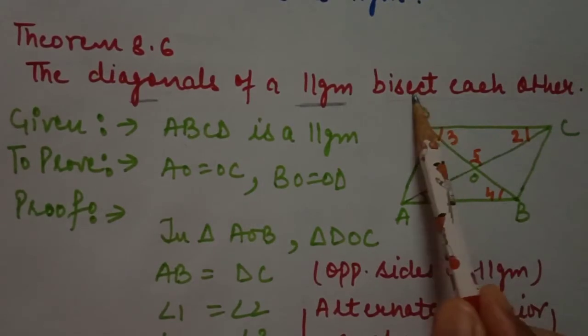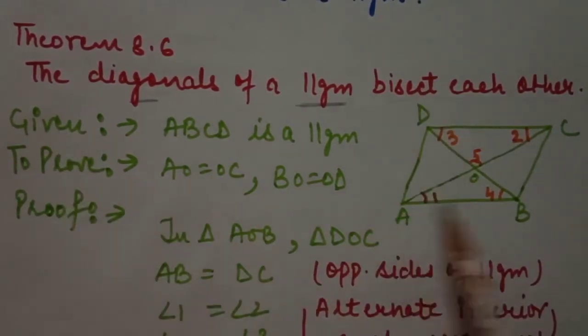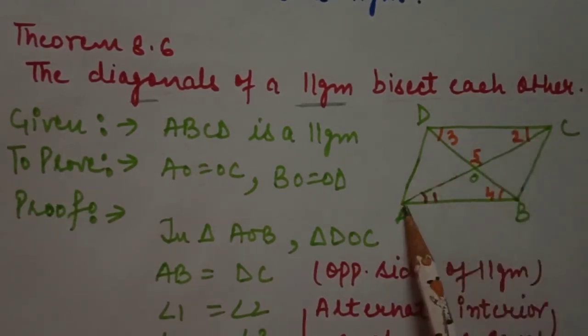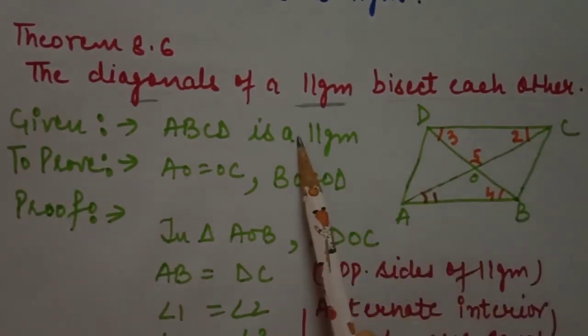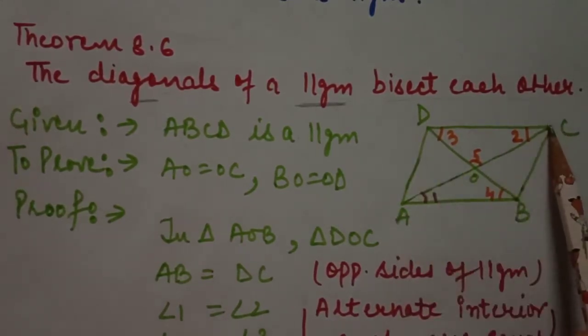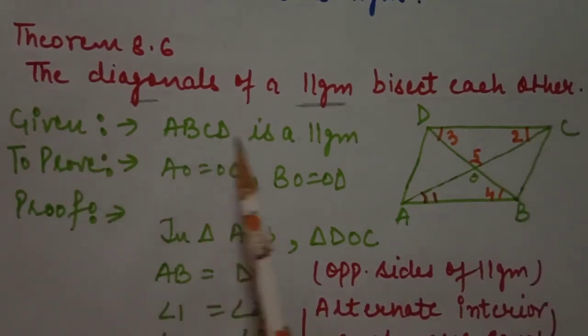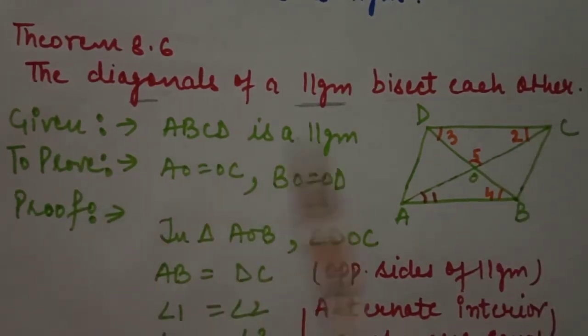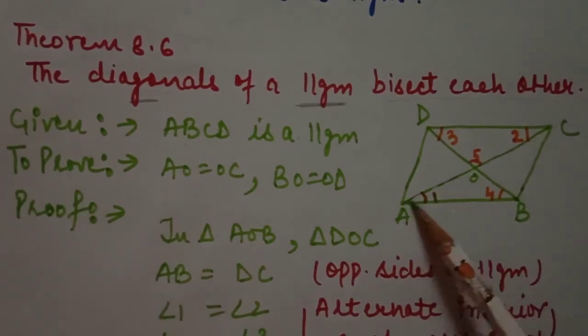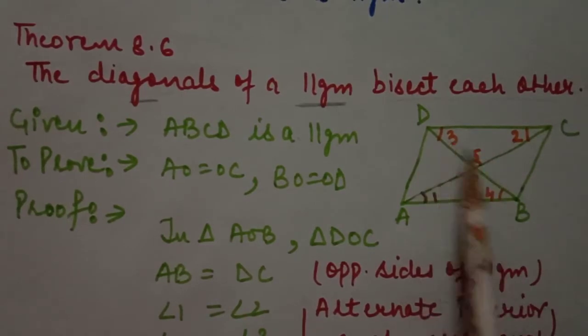Bisect means divide it into two equal parts. So first of all, we have to draw a diagram, a quadrilateral ABCD, which is a parallelogram, and draw both diagonals, which cut at point O. What is given? ABCD is a parallelogram. We have to prove AO is equal to OC, BO is equal to OD. They bisect each other into equal portions.